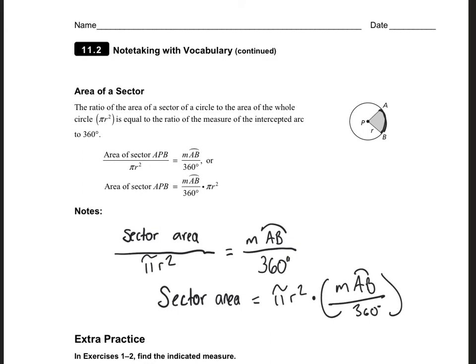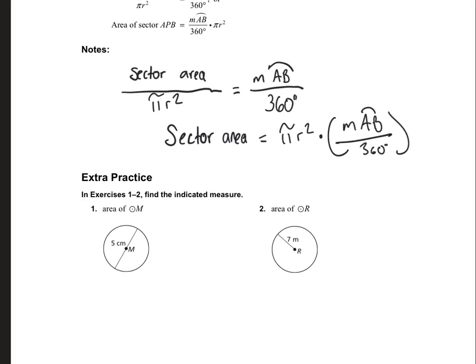Now, if you're given a sector area and it asks you to find the area of a circle, you just do the reverse. If you're given a sector area, you would multiply this side by 1 over sector area, and you'd multiply the arc measure over 360 by 1 over sector area, and you'd get the area of your circle. Okay, let's start with some extra practice.